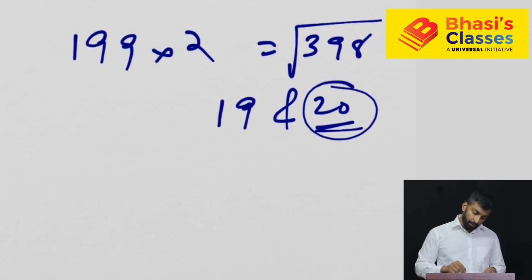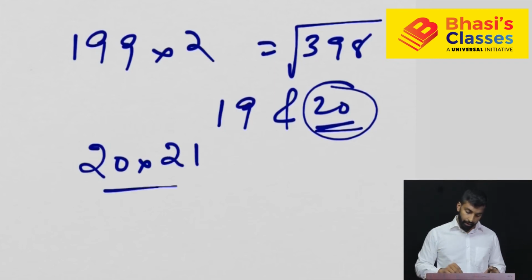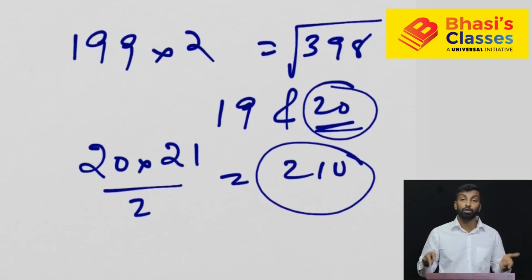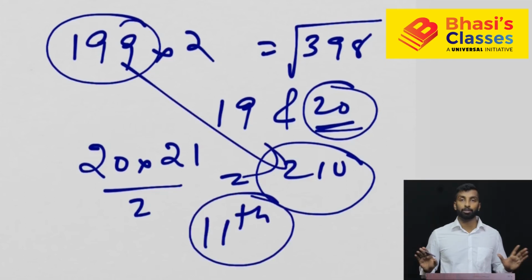Now by using 20 you can find the actual sum of the page numbers, or actual sigma n. 20 into 21 by 2, you will get 210. So 210 is what you are supposed to get, but what you got is 199. Why? Because the 11th page you missed out.